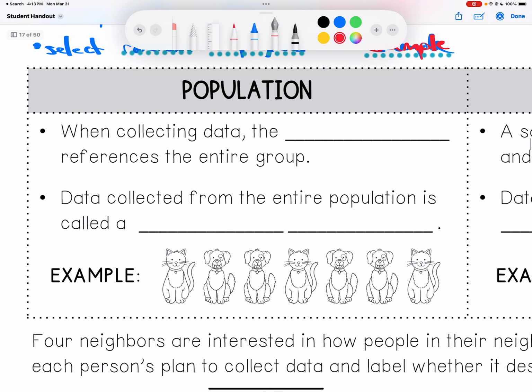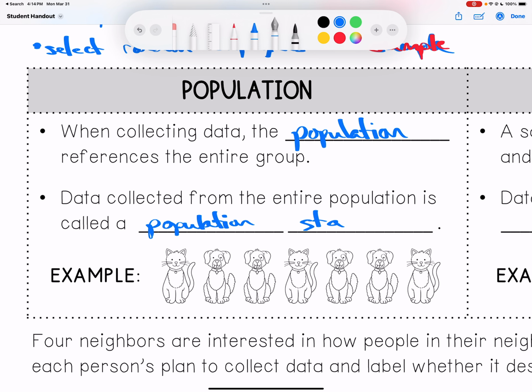All right, so when we're collecting data, the population references the entire group. So if I want to do the whole population of 7th grade, I have to ask everybody. Data collected from the entire population is called a population statistic. That's the technical term, okay? The fancy term.